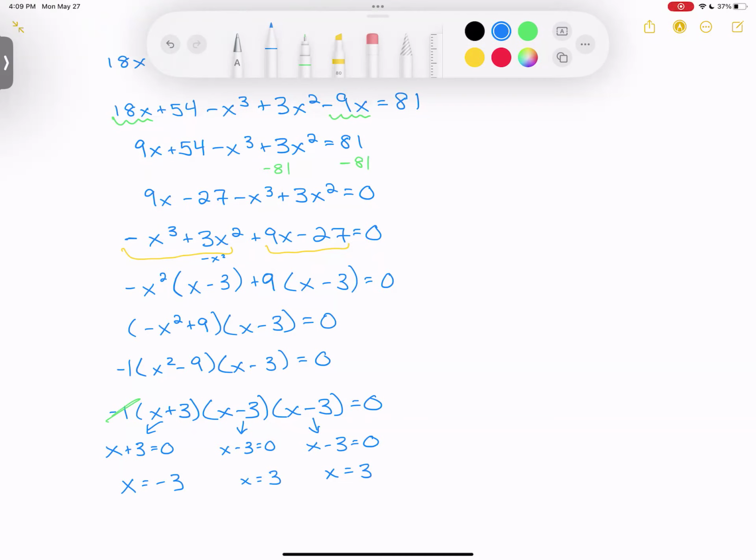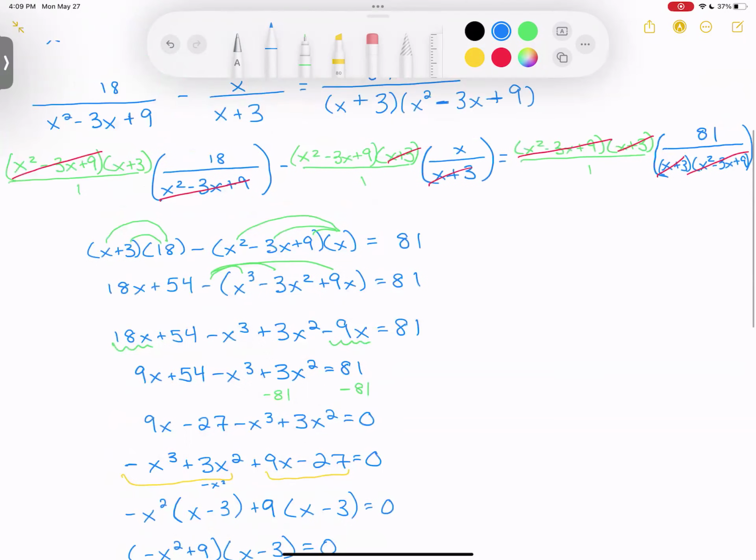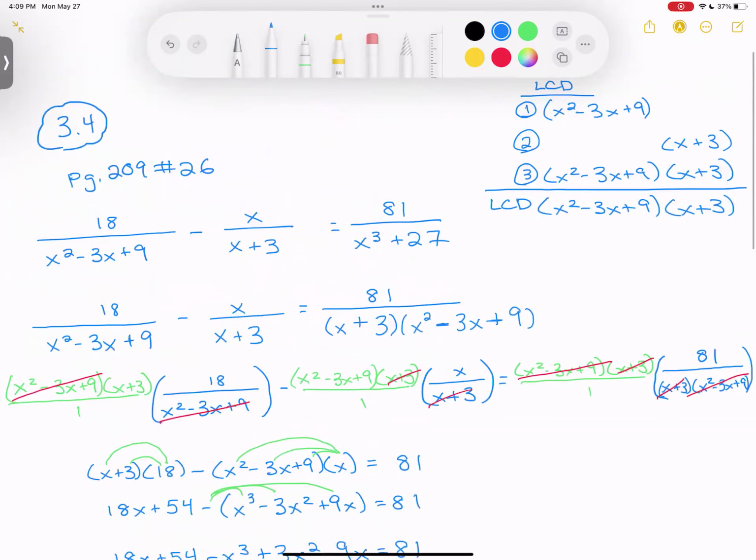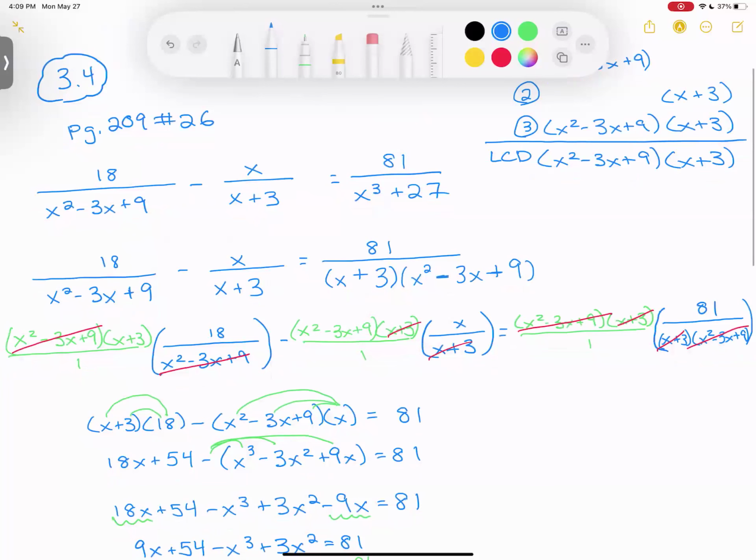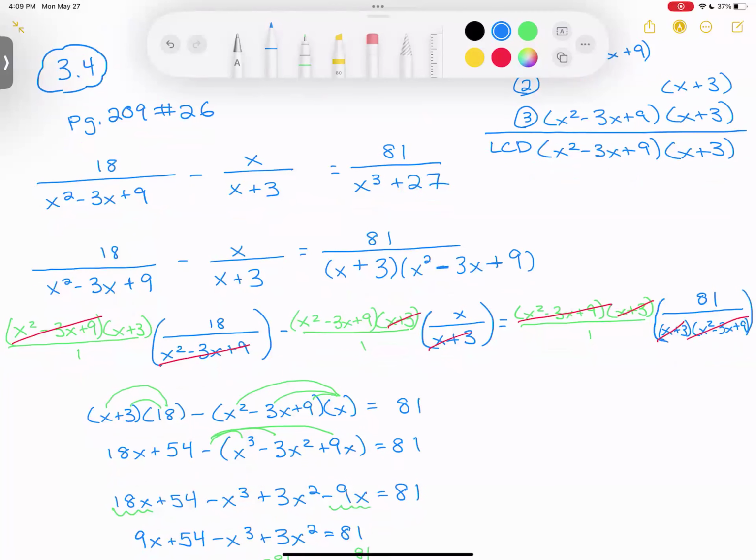Let's take a look back at our original equation and look at restrictions. So I like to look at the factored one. So if you look at the factored one, x cannot equal negative 3 because one of our denominators is x plus 3. So x plus 3 cannot equal 0. So x cannot equal negative 3. Okay, so that's one thing to consider for our domain.